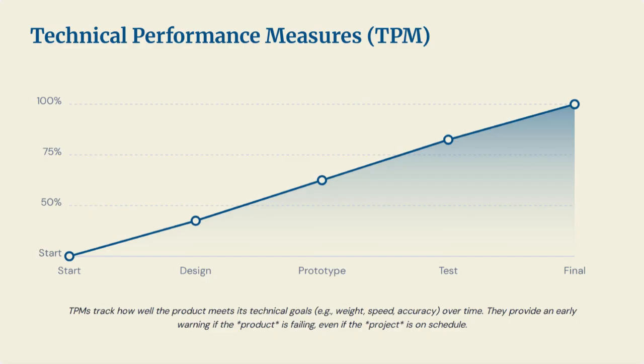TPMs like this provide an early warning if the product is in trouble, even if the project seems to be on schedule and budget. They prevent a successful project from ending with a product that doesn't meet its fundamental requirements.